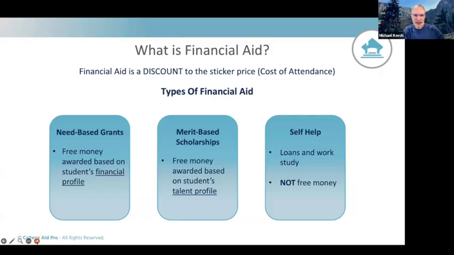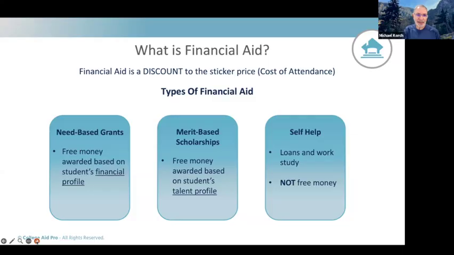The first two, left to right, are the ones we want to prioritize because that's the free money. On the left is the need-based grant. This is based on the financial position of the family, income and assets. And then based on that profile, some schools are more generous than other schools. And we'll talk a little bit about that tonight.